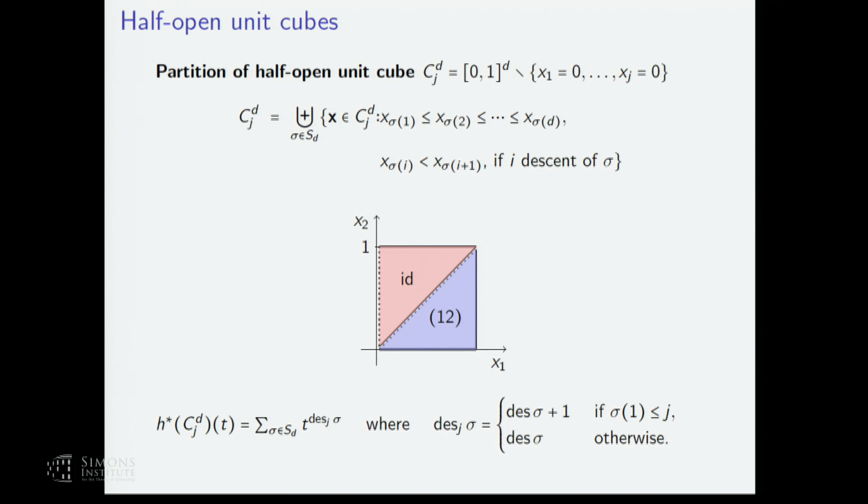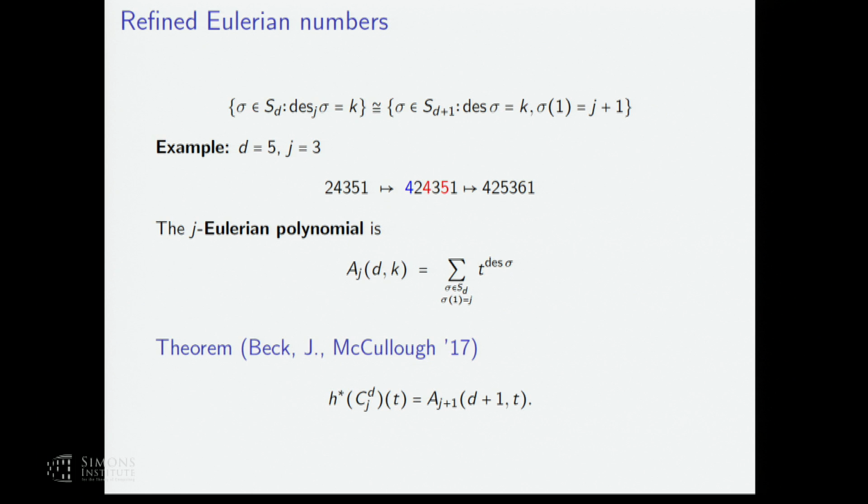So let's call this for the moment the j descent statistic, which says, well, it's just a descent if your permutation starts with a letter that's bigger than j, or it's the usual descent plus 1 if it's smaller or equal to j. And so one can write this down a bit nicely. In fact, the set of permutations with j descents equal to k is in bijection with the permutations on d plus 1 letters with descents k and starting letter j plus 1.